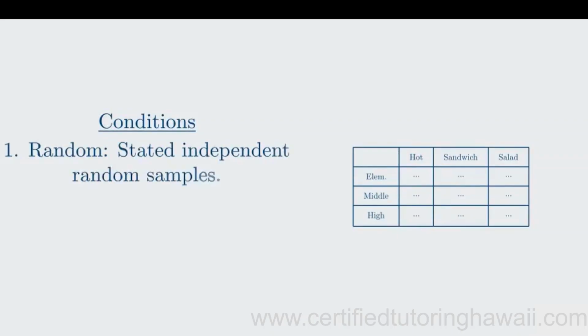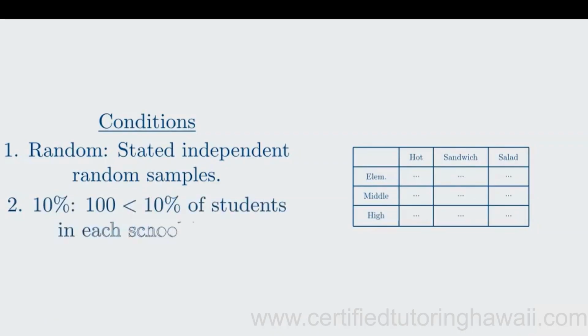First, the random condition. The problem states independent random samples were taken from each school level. Notice the phrasing there. It's important to mention that there are multiple samples. Second, the 10% condition. It is reasonable to assume that 100 students is less than 10% of all elementary, middle, and high school students respectively in a large district.